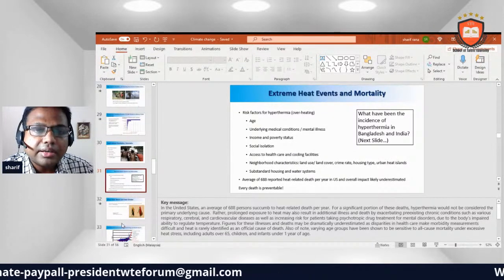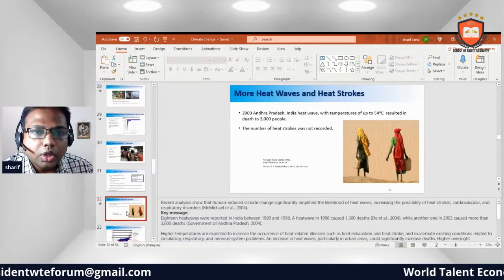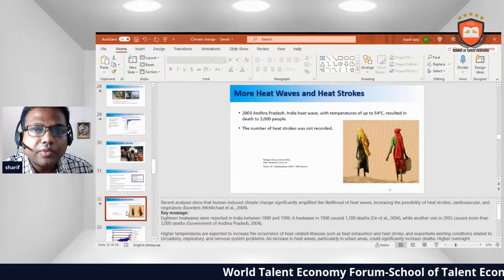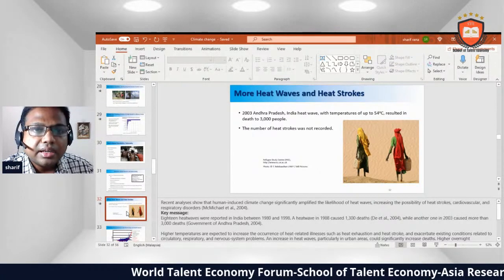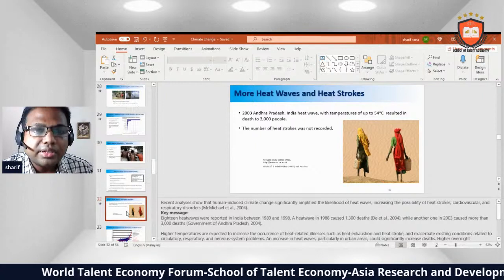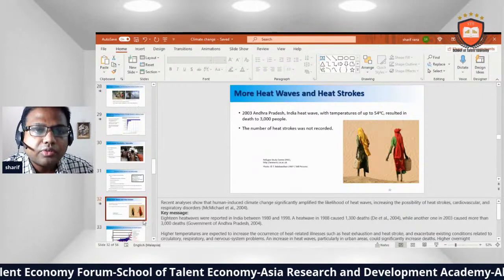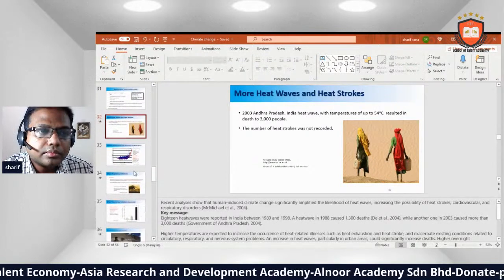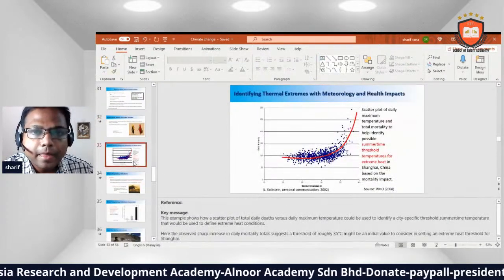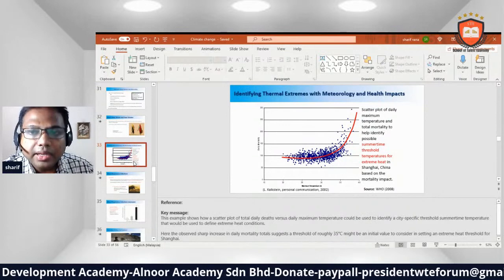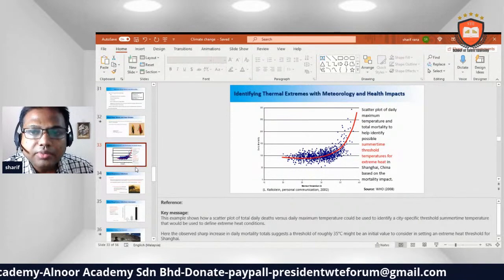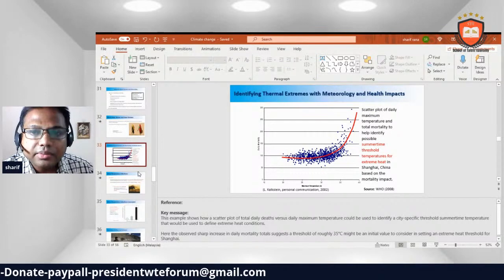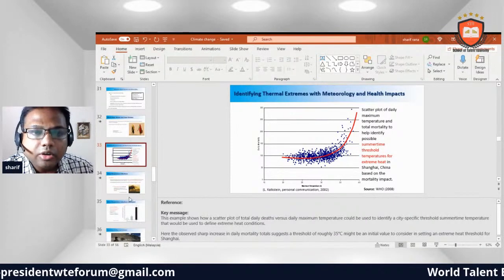An average of 688 heat-related deaths are reported per year in the US. The 2003 Andhra Pradesh, India heat wave, with temperatures of up to 54 degrees Celsius, resulted in the death of 3,000 people. The number of heat strokes was not recorded. A scatter plot of the daily maximum temperatures and total mortality identifies possible summertime threshold temperatures for extreme heat in Shanghai, China, based on mortality impact.